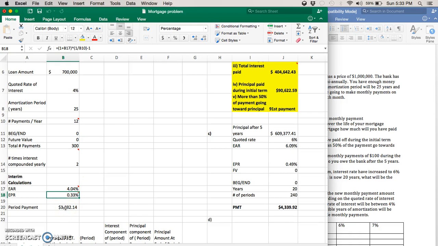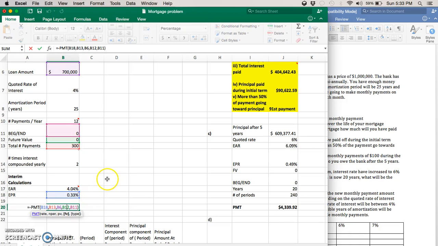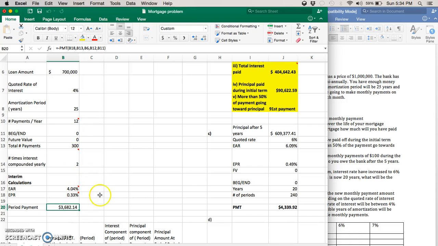To find your payment amounts, you're going to use the payment function in Excel. Your rate will be your EPR that you found. So just reference all the cells when you're doing this. As you can see, the rate is referenced as the EPR, and then the number of periods is referenced as the total number of payments, which is 300, and then your present value is the loan amount, the future value is 0, and the type is 0 as we determined earlier. So if you just go ahead and enter that in your cell, you get an answer of 3,682. That's going to be your monthly payments of the mortgage.